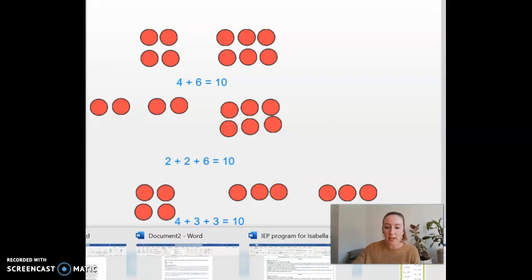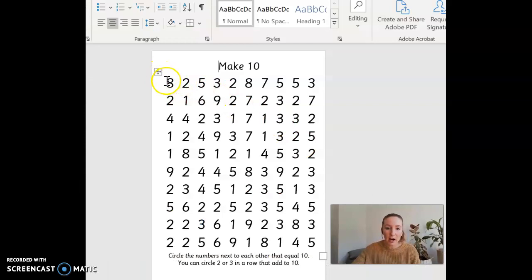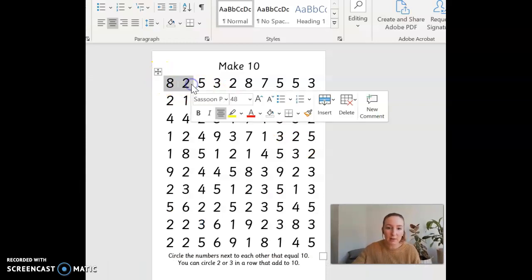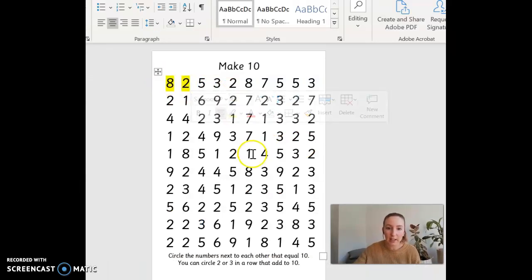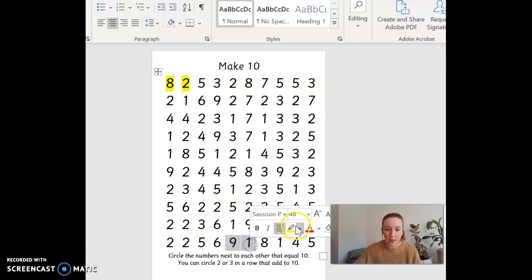So you'll see in your activity, I can see here straight away 8 plus 2. So I'm going to highlight those two because that's a tens fact. Let's see what else we can find. I can see 9 and 1. That's a tens fact. I can see one down here.